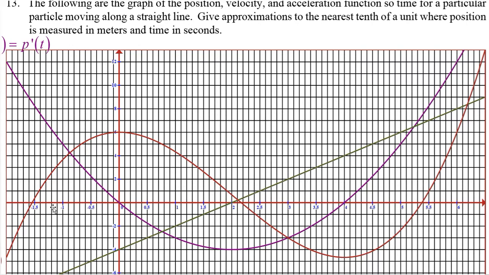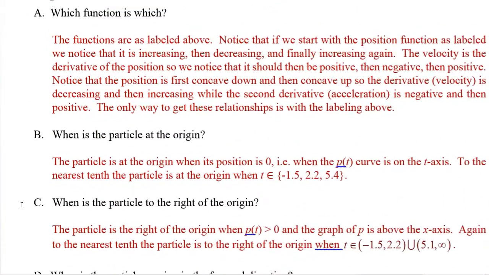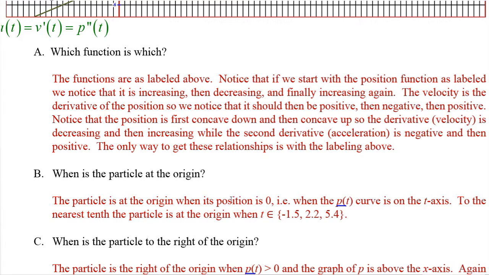Let's see, these are 0.1 each. So I'm going to say negative 1.55 maybe. And then here's another place where it's at the origin, 2.16 or something like that. And then over here, it's at the origin again at 5 point something, 5.38, something like that. Let's see what I said down here. Well, I just rounded off to the tenth. Negative 1.5, positive 2.2, and 5.4.